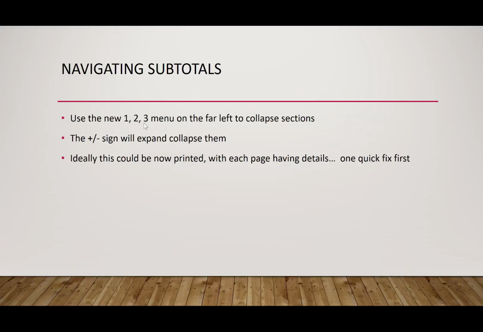That 1, 2, 3 thing is actually a menu now that you can collapse these groups that you've subtotaled down to smaller numbers. You click the one on the far left, the entire list drops all the way down. You get a summary of just the top items. You click the 2 and it goes to that area. 3 shows everything. Now, this should be able to be printed with each page now having its own details on it. But there's one little thing I want to fix first on here.